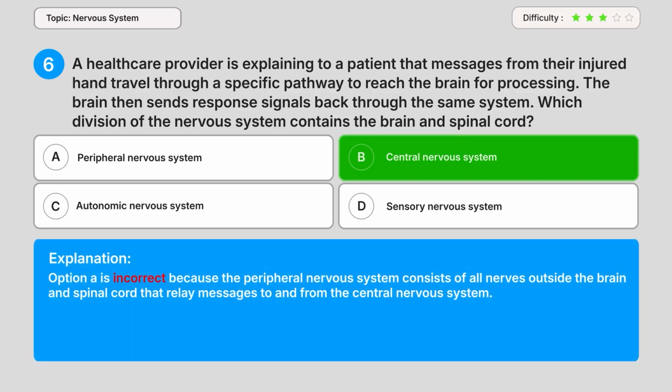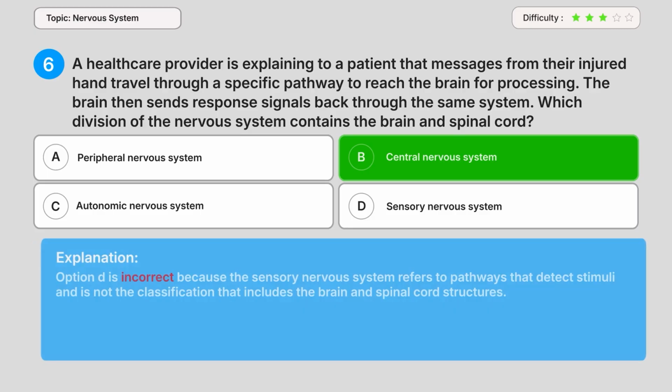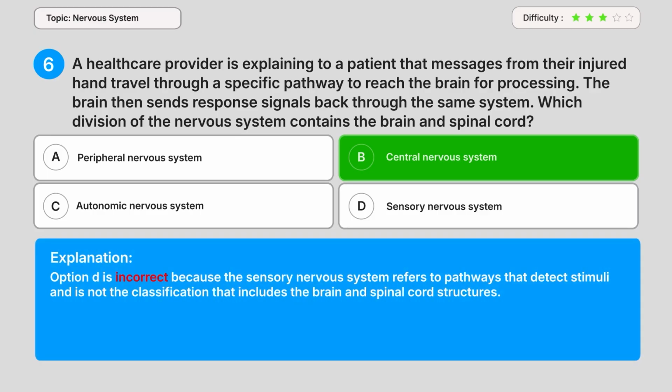Option A is incorrect because the peripheral nervous system consists of all nerves outside the brain and spinal cord that relay messages to and from the central nervous system. Option C is incorrect because the autonomic nervous system is a subdivision that controls involuntary functions and is not the main division containing the brain and spinal cords. Option D is incorrect because the sensory nervous system refers to pathways that detect stimuli and is not the classification that includes the brain and spinal cord structures.